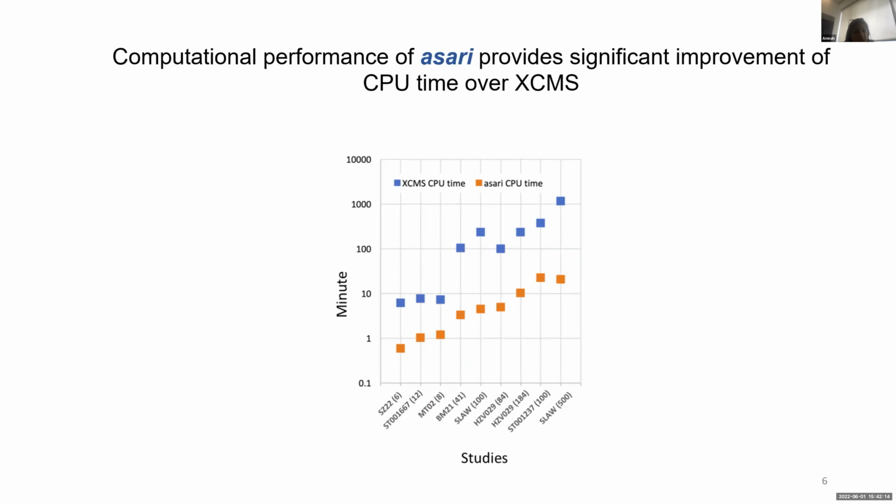We evaluated computational performance of Asari with several data sets as well, small to large. On the x-axis, in parentheses, are the sample numbers, and the y-axis is on a log 10 scale. We see considerable computational efficiency of Asari as compared to XCMS.